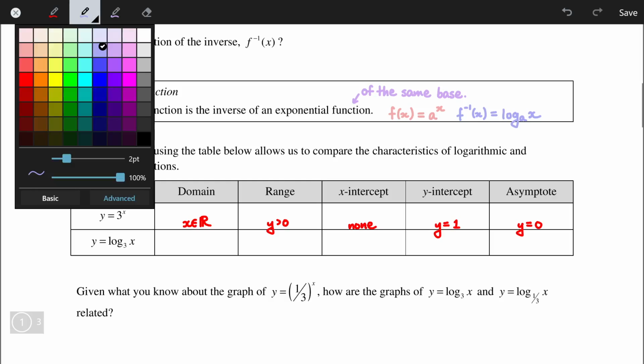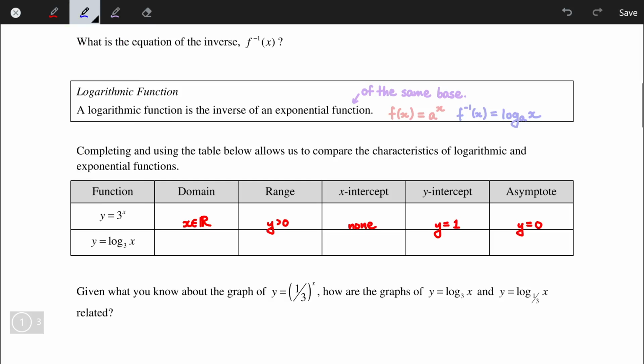Okay. The associated logarithmic function, that is y equals log base 3 of x, will have the domain x is greater than 0, the range y is an element of the real numbers, the x-intercept would be 1, it will have no y-intercepts, and the asymptote is x equals 0.